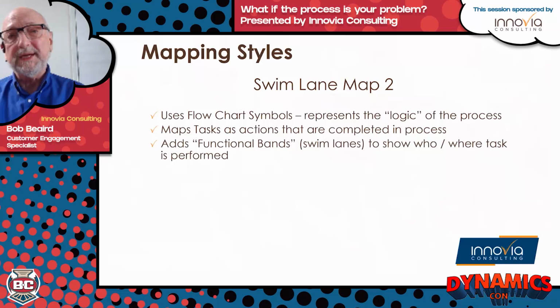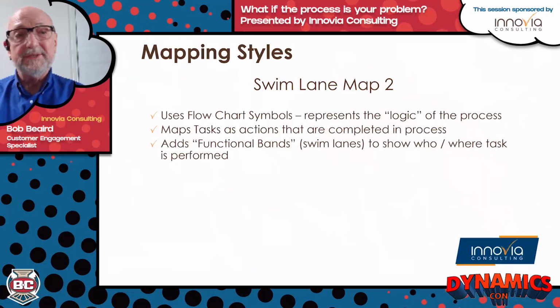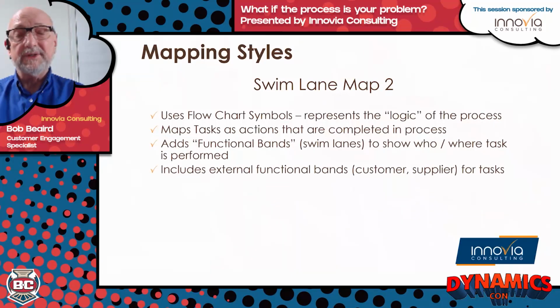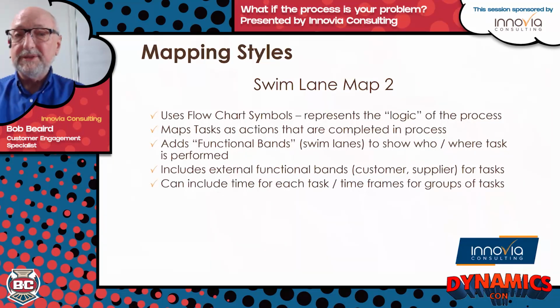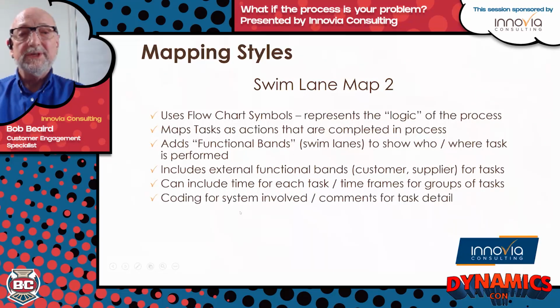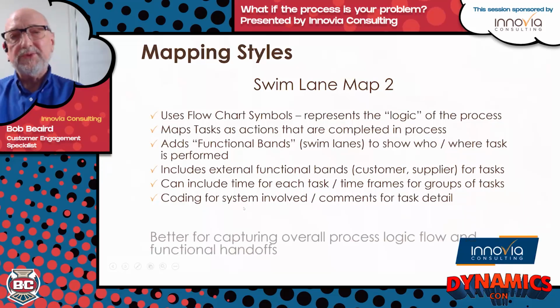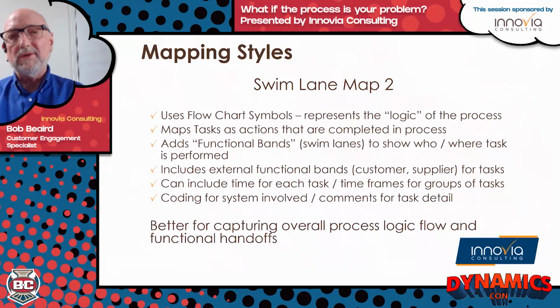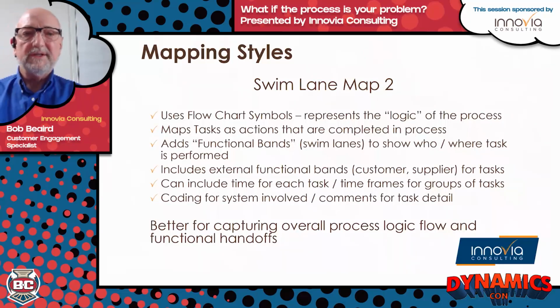What you get is functional bands. So it's not a box just saying all these people do it. It'll show the functional bands, which are the actual swim lanes. You can include external functional bands. In fact, I almost always do customer and supplier. It can include the time for each task. You can annotate as much as you want. And we use coding for the system that's involved, and then also some comments on task details. This we feel is better for capturing the overall process logic flow and the functional handoffs. So it has a little different functionality.